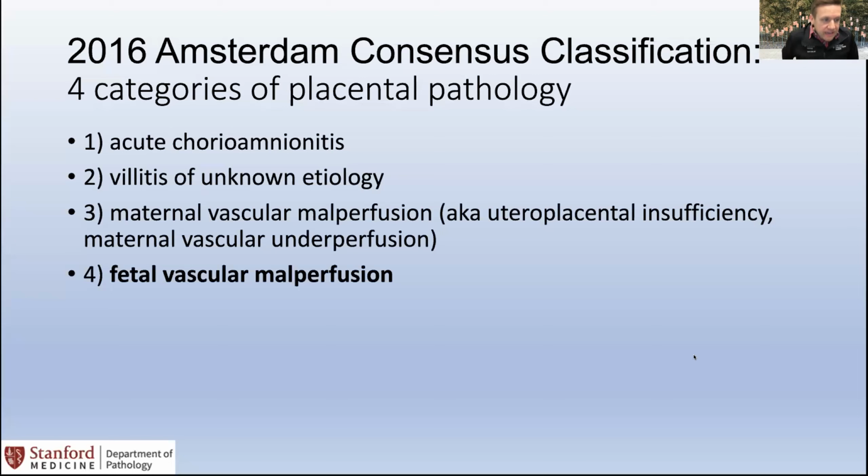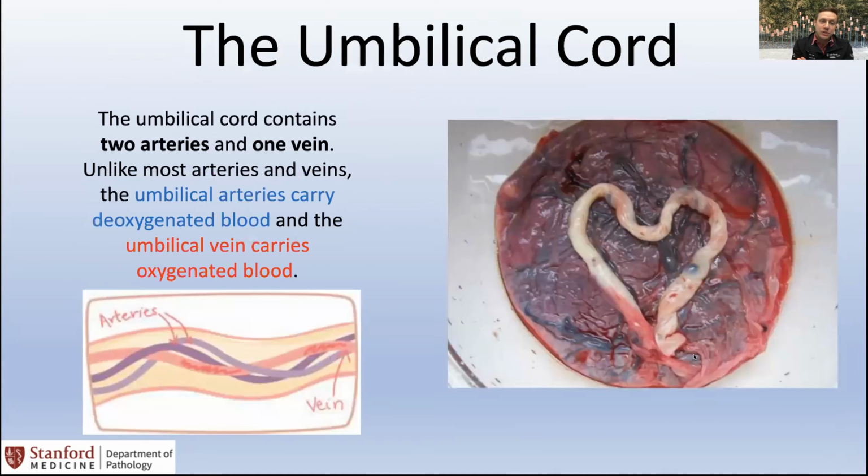Then the last major category would fall under fetal vascular malperfusion. And that's where we turn our attention back to the umbilical cord, because the decidua is where we find maternal associated vessels, but the umbilical cord is carrying blood that's continuous with the fetal circulation. And of course, we have the two arteries, the one vein.